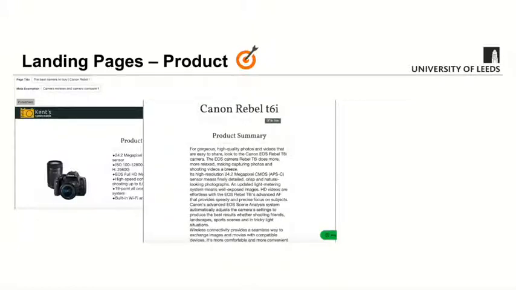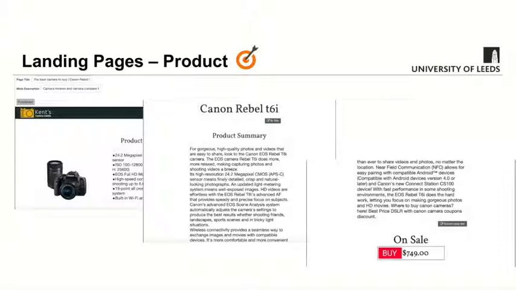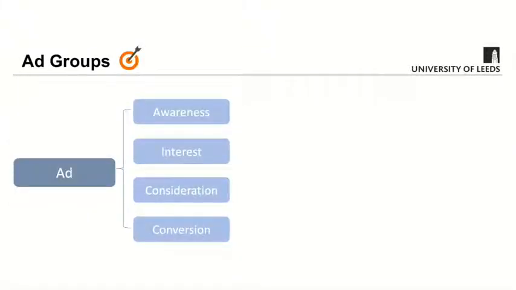We also create 1 landing page per product. This is one landing page for GoPro 4, GoPro 5, Canon Rebel, Panasonic Lumix GF6 and Panasonic Lumix GX7. In this case, we try to match the keywords that we use in consideration and conversion ads. Here we can see an example of some of the ads that we create.